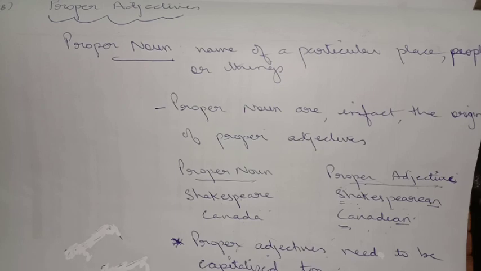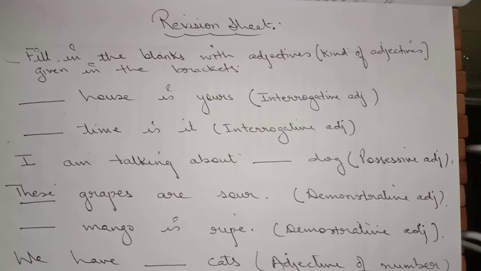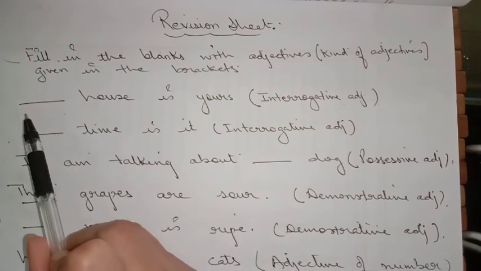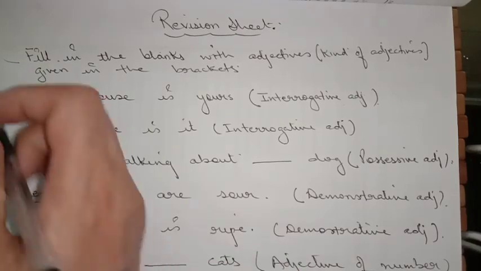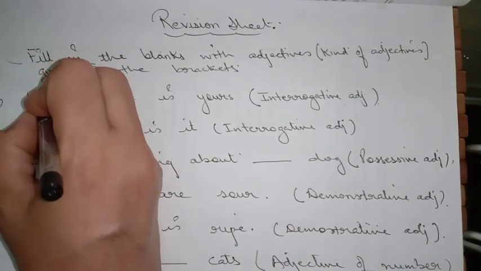Okay, now let's do this revision sheet. You have to fill in the blanks with the kinds of adjectives which are given in the brackets. You have to fill all these blanks using them. The first one is dash house is yours. You have to fill it up with an interrogative adjective. So fill up the interrogative adjective. Dash house is yours. You can say which house is yours, isn't it?